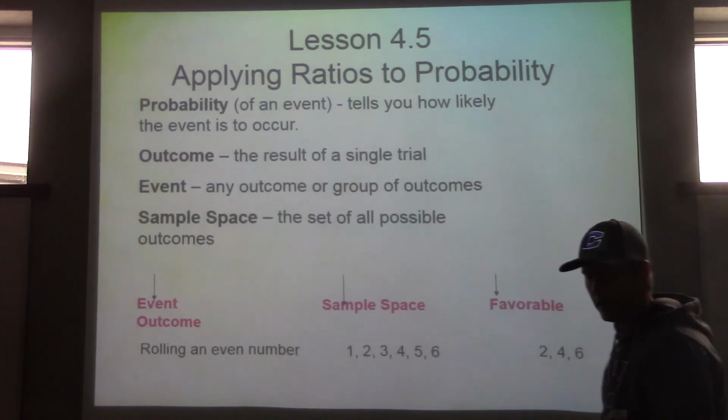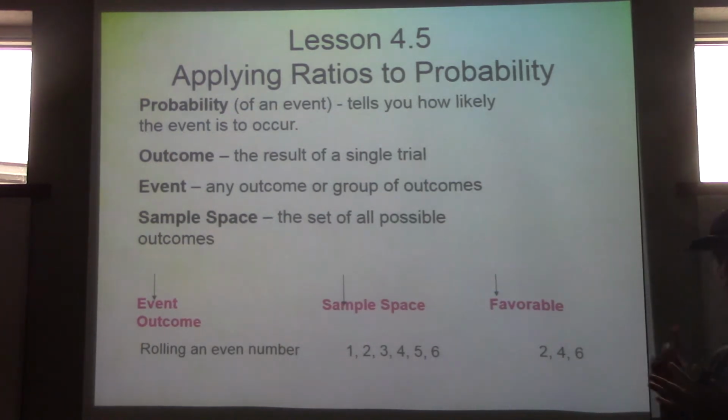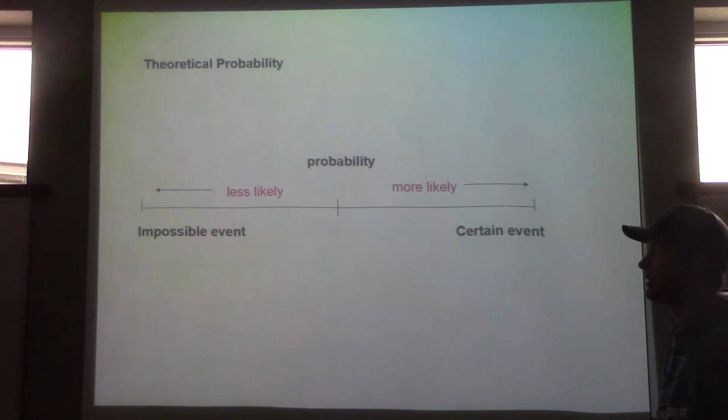on a dice, well, there's 6 numbers on it: 1, 2, 3, 4, 5, and 6. Favorable would be 2, 4, and 6 because those are even numbers. So we're going to look at simple probability, and then we're going to look at compound probability.